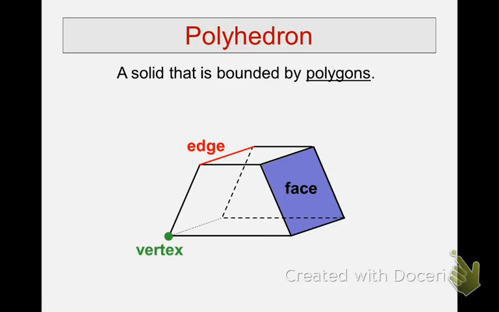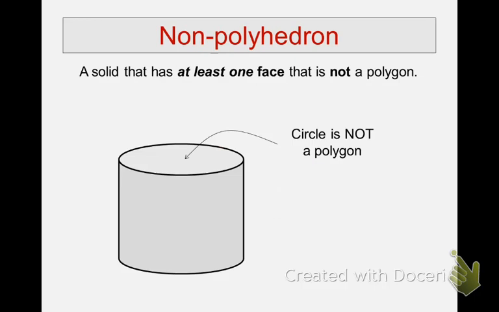All right, so the next thing we're looking at is a non-polyhedron. And a non-polyhedron is a solid that has at least one face that is not a polygon. But it can have a face that's a polygon. Basically, if you have one curved edge, it's a non-polyhedron, right? So for this particular figure, obviously, a circle is not a polygon, so that's what makes this a non-polyhedron. We're going to be analyzing the non-polyhedrons quite a bit in this chapter, as well as the polyhedrons.